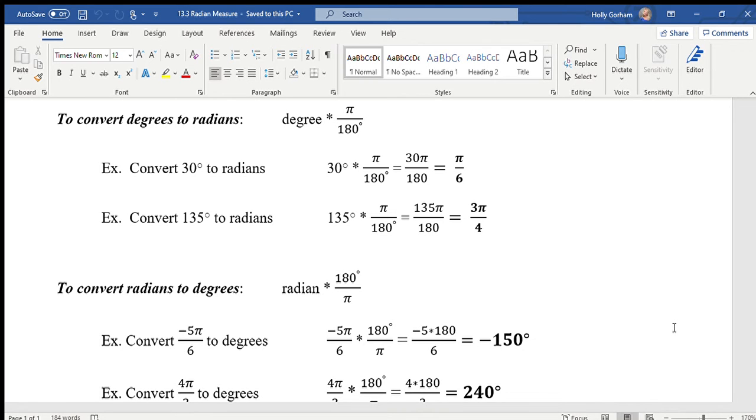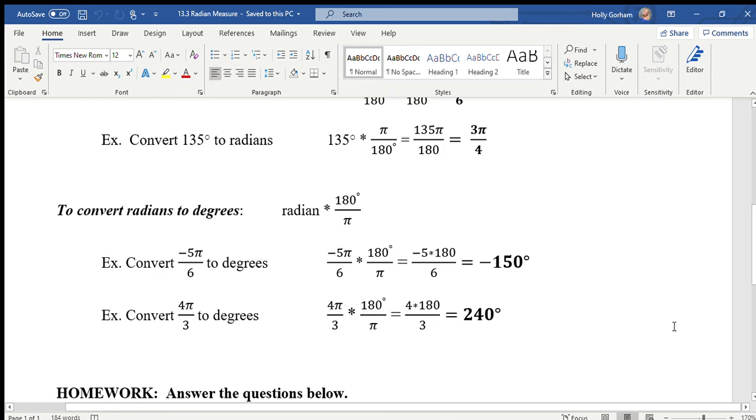So if we wanted to convert 30 degrees to radians, we want to take 30 and multiply by pi over 180. And when we do that, we get 30 pi over 180, which reduces to simply pi over 6. To convert 135 degrees to radians, we do 135 times pi over 180, which gives us 135 pi over 180. And when we reduce that, that gives us 3 pi over 4.